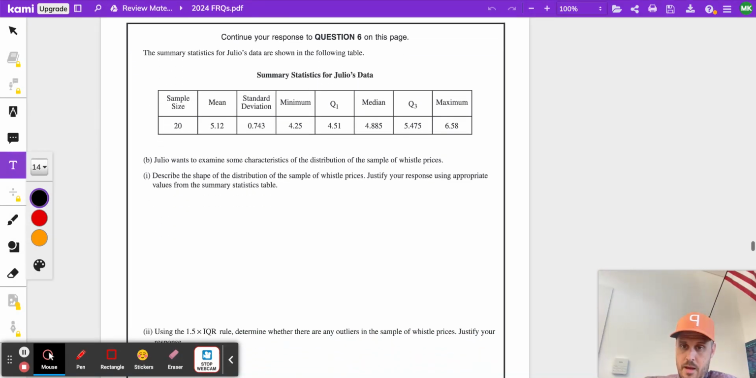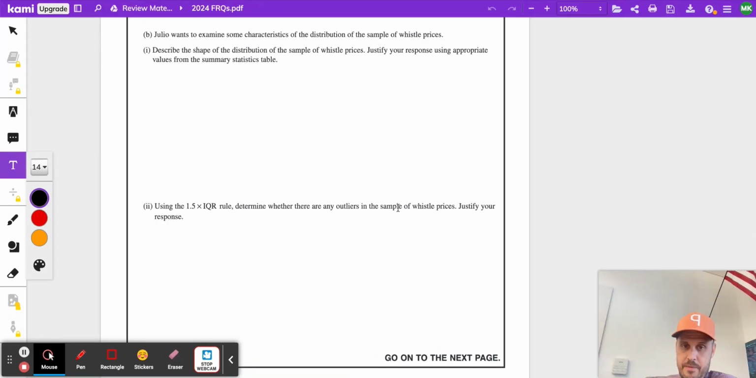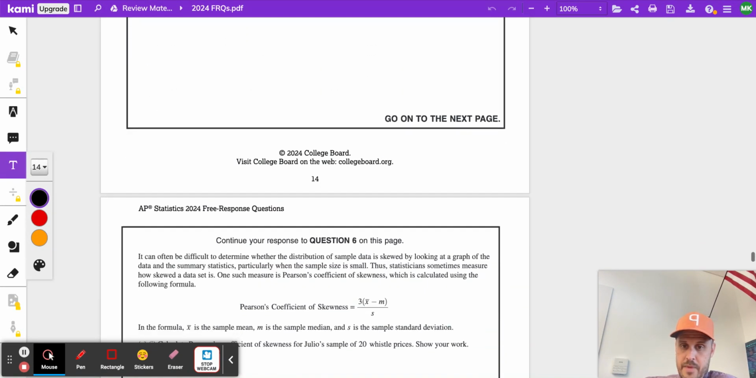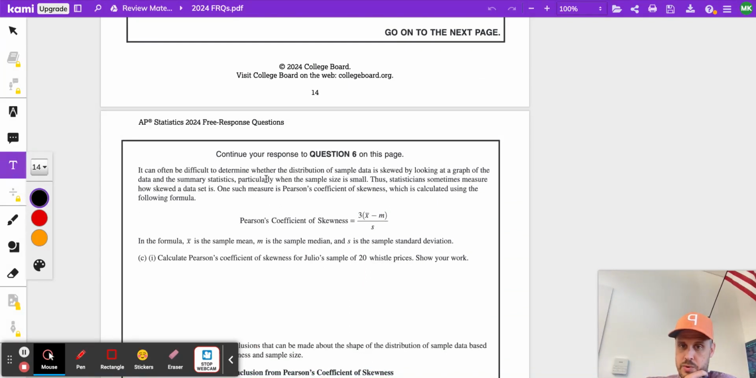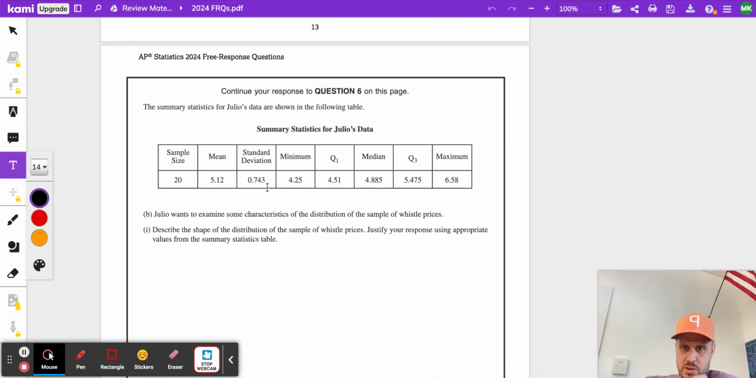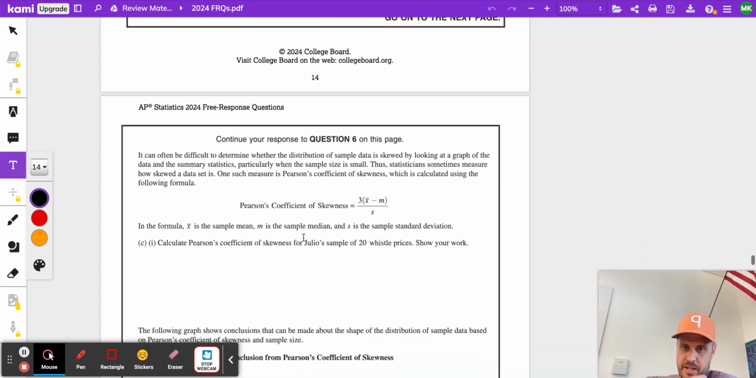And then here, I just did that. Are there any outliers? I don't think so, at a quick cursory glance. And then here, it can be difficult to determine whether it's skewed. And so Pearson's coefficient of skewness uses this formula: 3 times x bar minus the median, divided by s. Here x bar is the sample mean, M is the sample median, and s is the sample standard deviation. You're just plugging in. So I would do 5.12 minus 4.885, times 3, divided by 0.743, and you get some cool number.